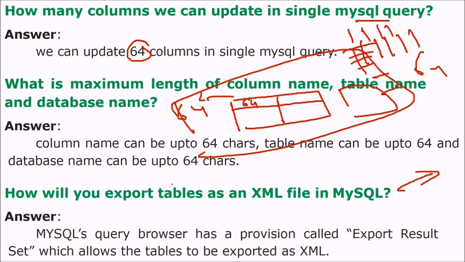How will you export tables as an XML file in MySQL? The MySQL query browser has a provision, a drop down called export result set, which allows the table to be exported to XML.